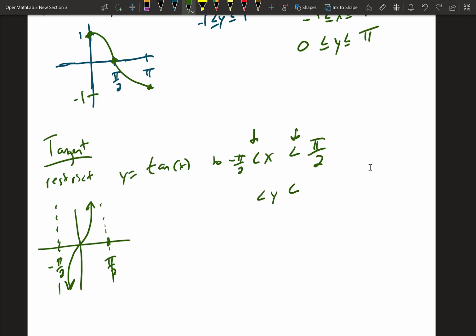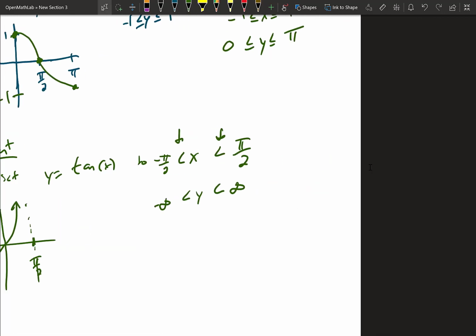So remember here that we have vertical asymptotes at x equals -pi/2 and pi/2.